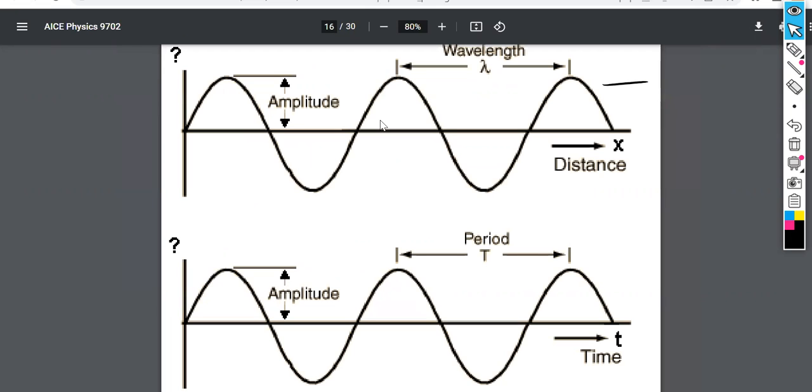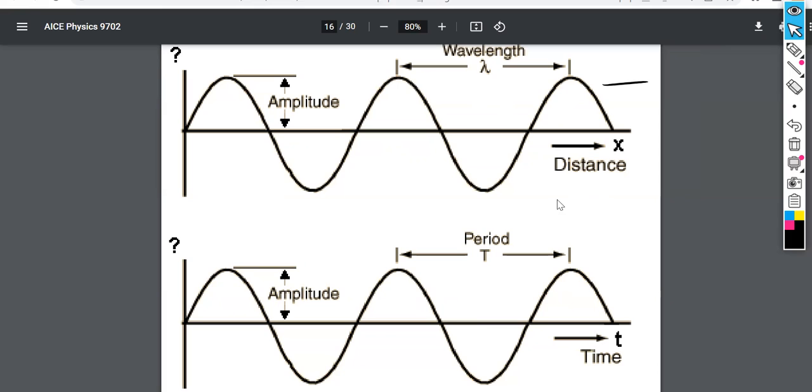I want to emphasize to everybody watching this video that sometimes you're going to be looking at distance on the x-axis, and when you're looking at distance, you can read off the wavelength of the wave. But if you're looking at the time on the x-axis, you're not getting the wavelength, you're getting the time period of the wave. And so take care to notice what is being graphed on the x-axis.